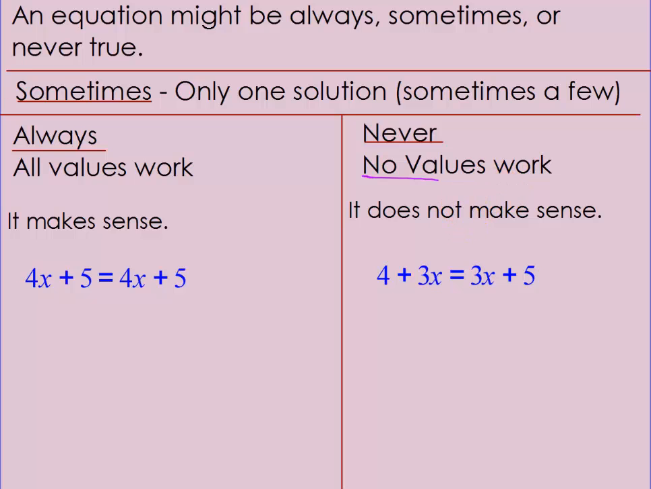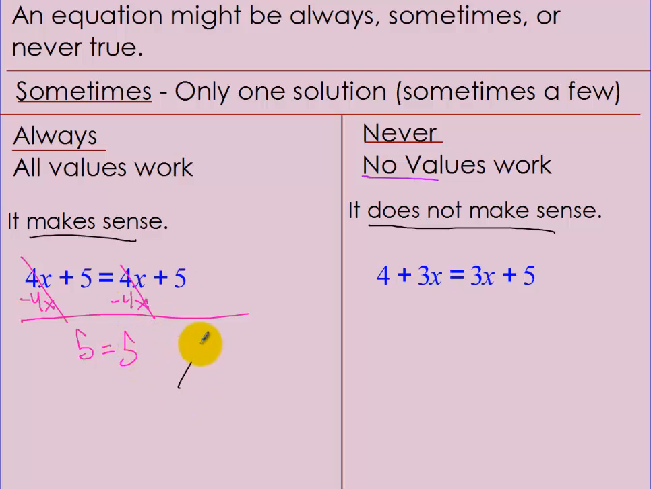The way I like saying this is when you simplify for an always equation, it comes down to something that makes sense. And for nevers, it doesn't make sense. Here's an example. If I take this equation right here, 4x plus 5 equals 4x plus 5, I subtract 4x on both sides, and those both cancel out. I'm just left with 5 equals 5. There's no more variables, but does 5 equal 5? Yes. So this is going to be always true.